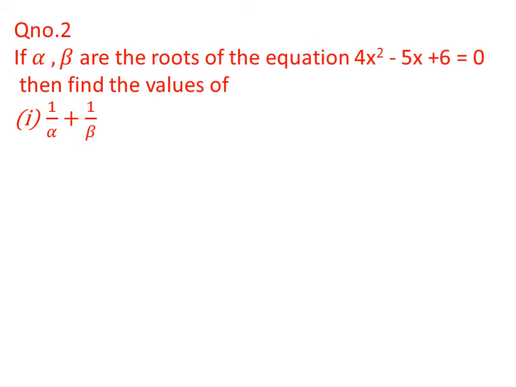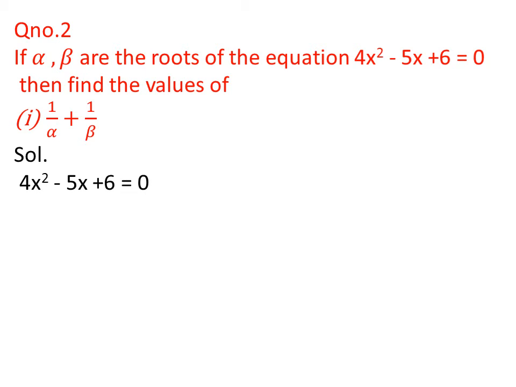Next is question number 2. If alpha beta are the roots of the equation 4x square minus 5x plus 6 equal to 0, then find the values of 1 over alpha plus 1 over beta. If alpha and beta are the roots of the given equation, then we have to find the value of the given expression. First of all we will find the sum and product of the roots.